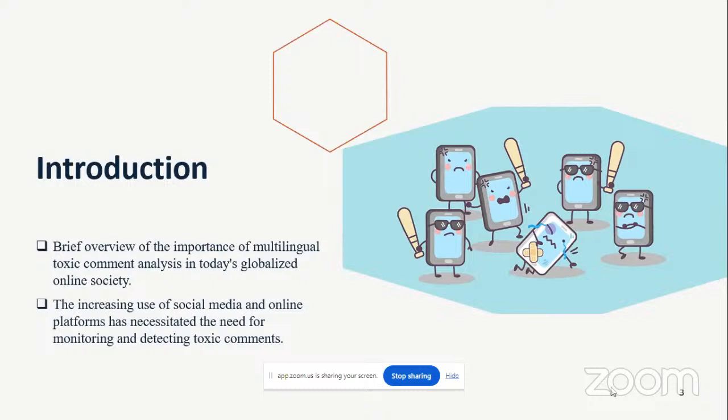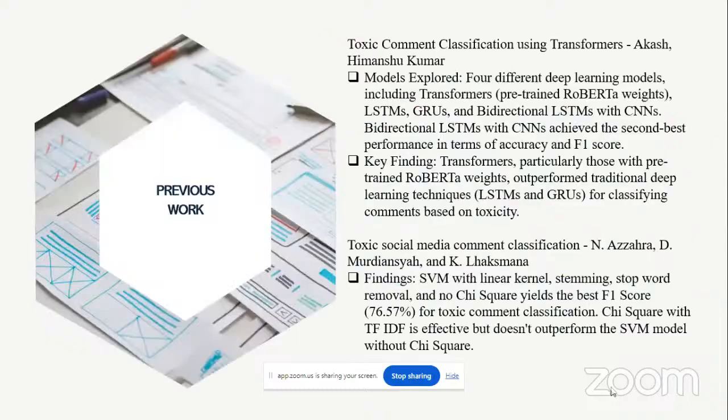There has also been research on the use of natural language processing and machine learning techniques for identifying subtle forms of toxicity. Overall, our research area is focused on developing effective and efficient methods for identifying and mitigating toxic behavior in online comments and platforms, with a particular emphasis on multilingual environments. Now I'm talking about previous work.